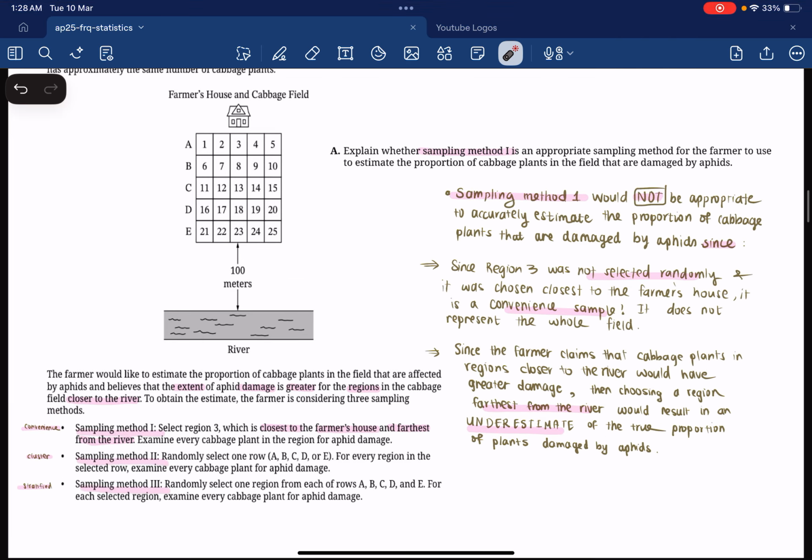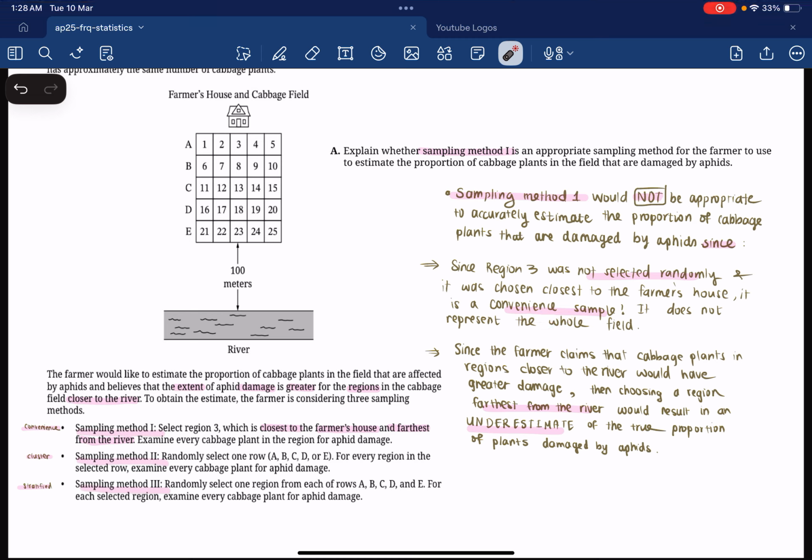Here. So we say sampling method 1 would not be an appropriate method to accurately estimate the proportion of cabbage plants that are damaged by aphids, since, 1, region 3 was not selected randomly. It was chosen closest to the farmer's house, so it's a convenience sample, so it cannot represent the entire field.